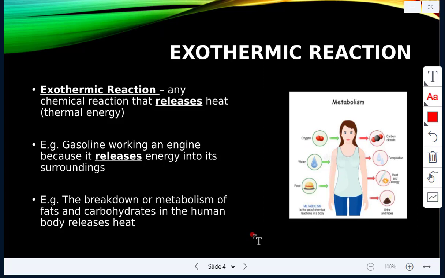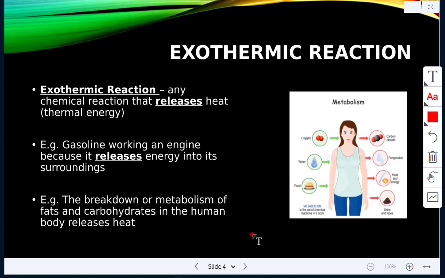When we talk about reactions, there are some specific names given to reactions. Last class we talked about a combustion reaction and a neutralization reaction. Today we're looking at an exothermic reaction first. An exothermic reaction is any chemical reaction that releases heat. Heat is also called thermal energy. For example, gasoline working in an engine, because it releases energy into its surroundings.